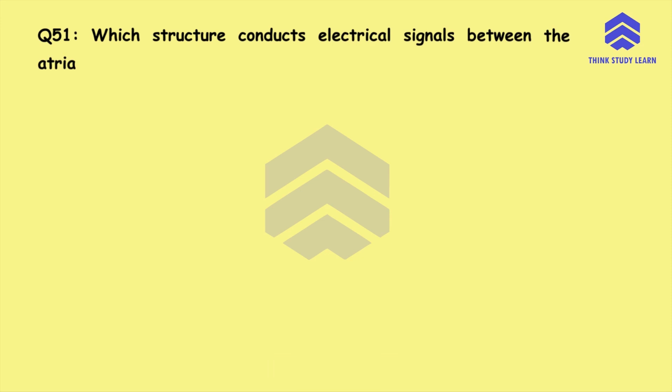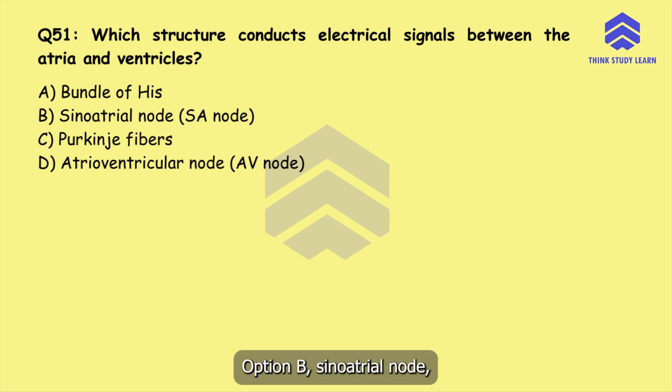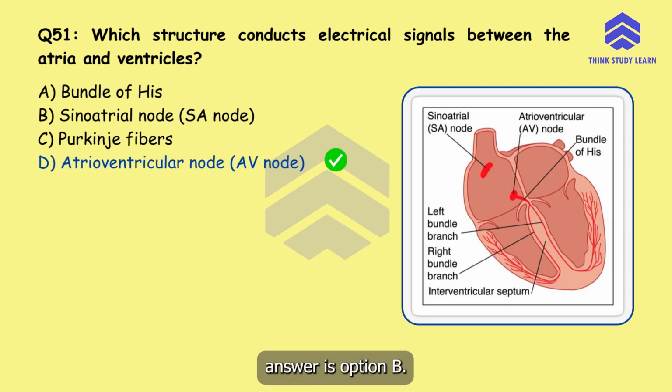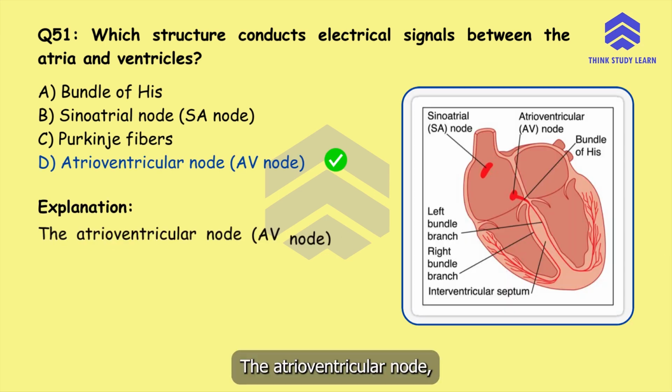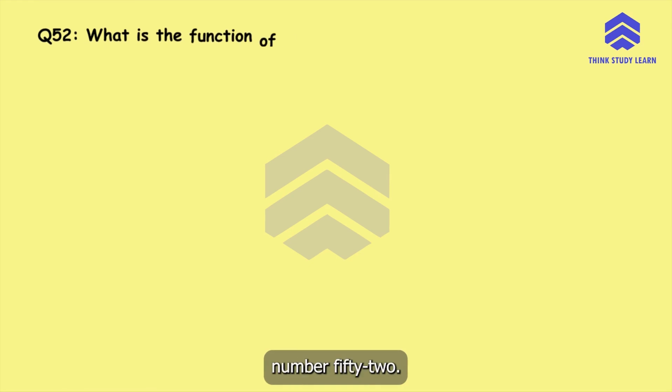Question number 51. Which structure conducts electrical signals between the atria and ventricles? Option A, bundle of His. Option B, sinoatrial node, that is the SA node. Option C, Purkinje fibers. Or option D, atrioventricular node, that is the AV node. The correct answer is option D. The atrioventricular node, that is the AV node, is the key structure that conducts electrical signals between the atria and the ventricles.